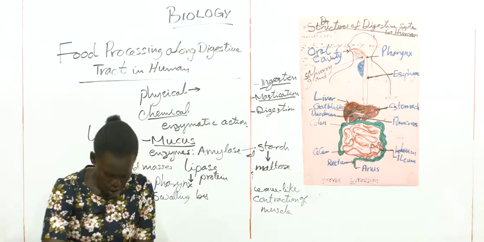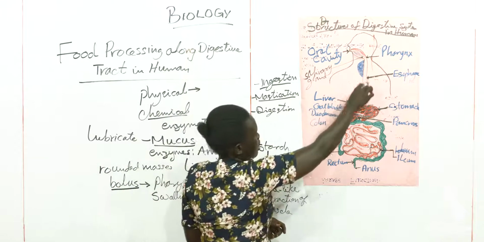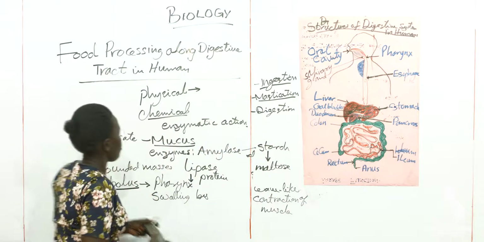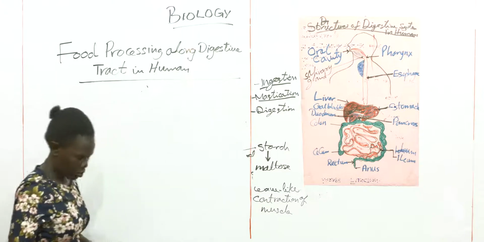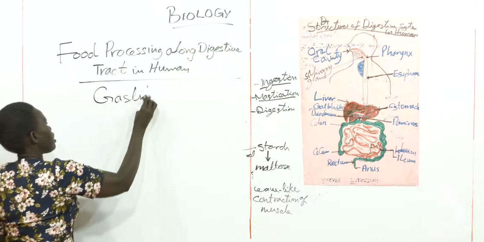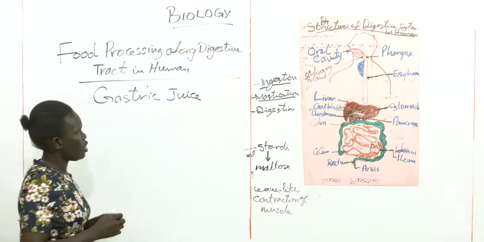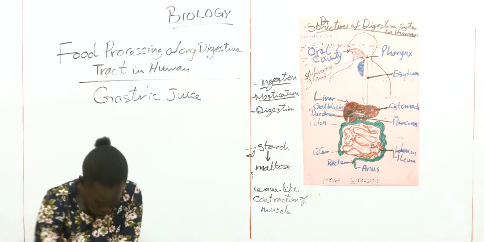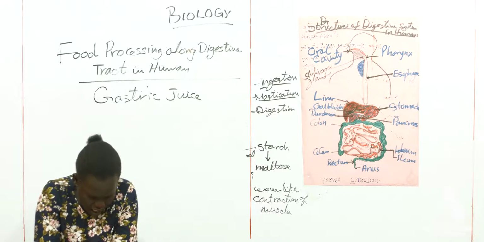To reach the stomach. Here in the stomach we have gastric juice. Now the food has left the mouth where the saliva has done its part. Now it reaches the stomach where the gastric glands are.